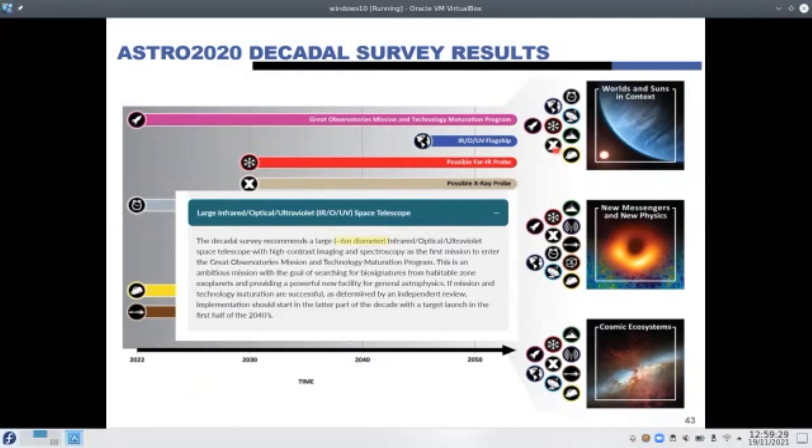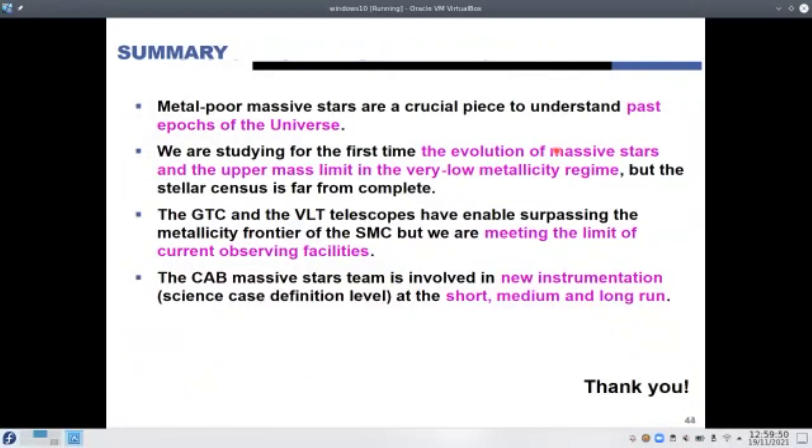But the bad news is that they decreased the proposed diameter size from 15 meter to 6 meter. So the program is not going to be as ambitious, although it's great to have this continuity of ultraviolet coverage from space. And that's basically what I wanted to tell you.